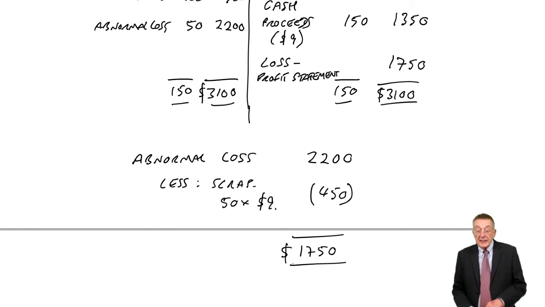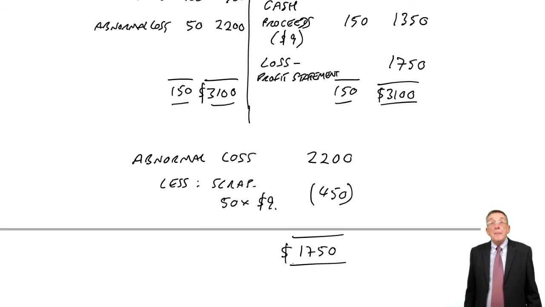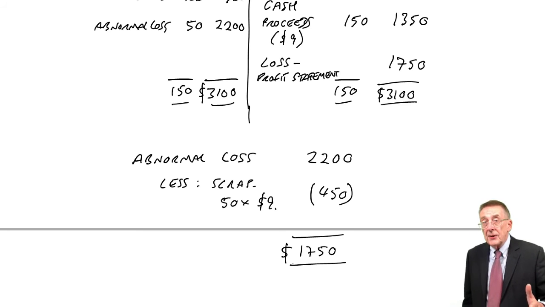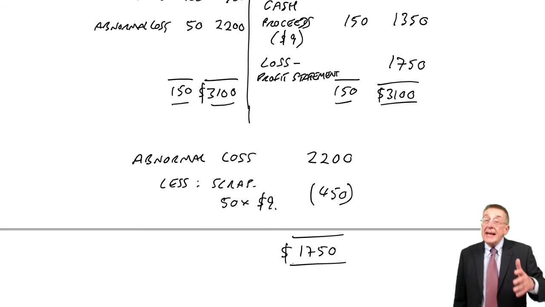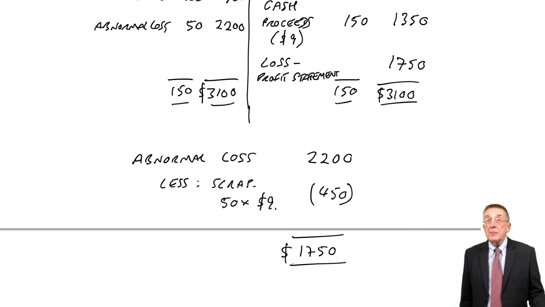Now, don't worry about all of that again in the exam. I've got to show you the T account, it could be mentioned. But far, far more important is the costings. Normal losses we build into our costings. Any abnormal losses are valued at full cost per unit.